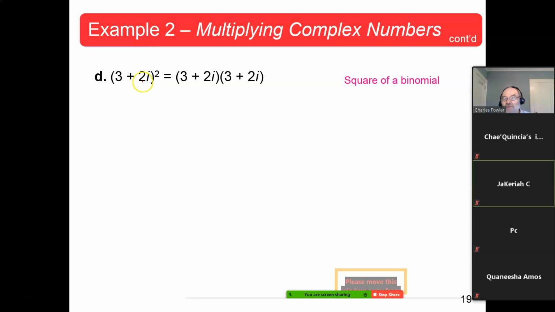3 plus 2i squared. Now you could take it this way and write them here. And if you did, I'd do the first. That would be a 9. And then I would do the last. That would be a plus 4i squared. Okay. Reason I did this is going to turn out being a real part. Then I do the outer part. That would be plus 6i. And then the inner part, another plus 6i. Okay. And what do you have?